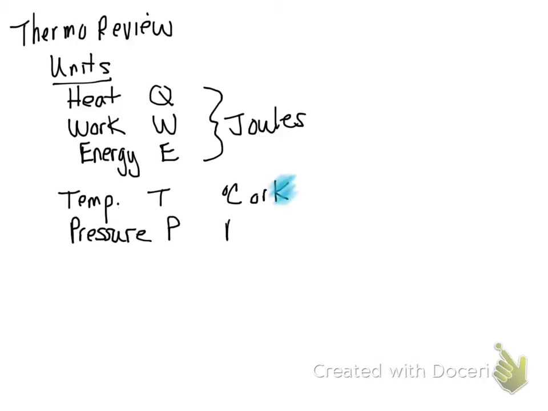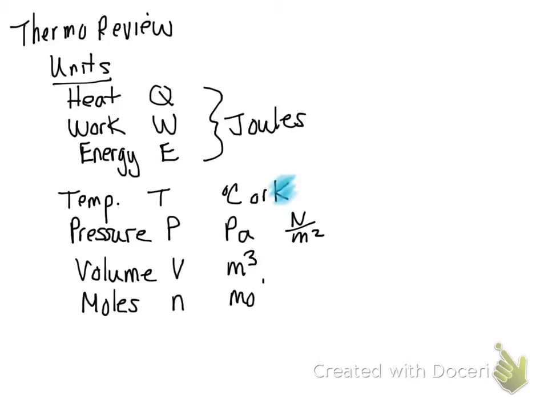Pressure, the symbol is capital P, and the units, we use different ones in chemistry, but the units we'll use in physics here are pascals, which is a Newton per meter squared. So pressure is a force exerted on a certain area, Newton per square meter, and we've used pascals for that so that we stay in our KMS units. Volume, the symbol is capital V, and again, KMS units, we're going to do meters cubed. Moles, the symbol is n, and that's just moles.